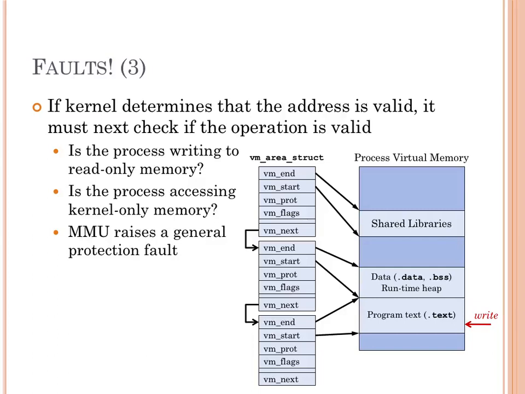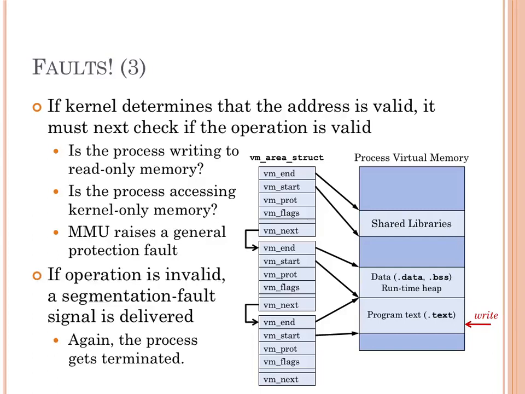So the MMU generates a protection fault, and again the OS looks at it and says, you know what, this is to a read-only section. So again you get the SIGSEGV. I believe that's what you get. So anyway, again the program can be terminated.